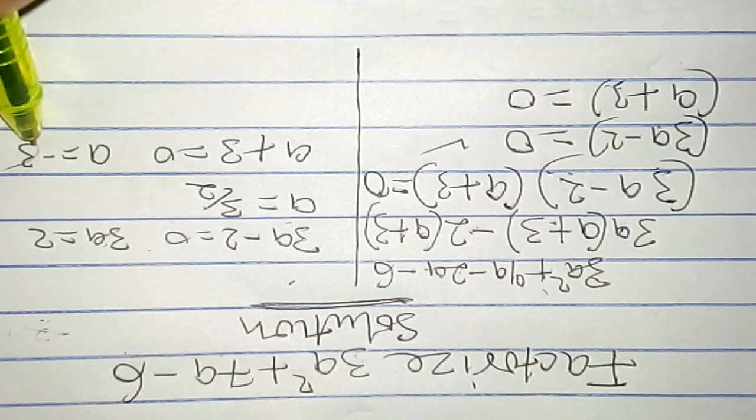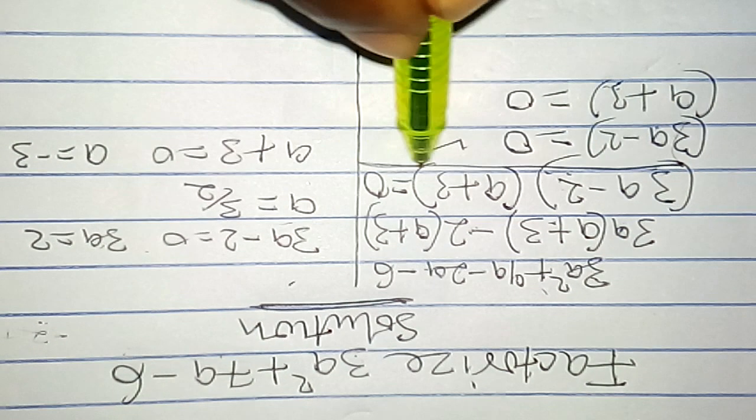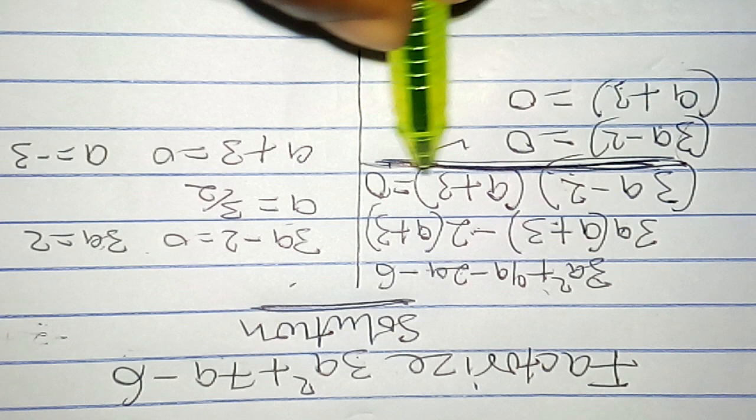So in solving for our final answer, it simply means that our final answer is this. This is our final answer when we factorize.